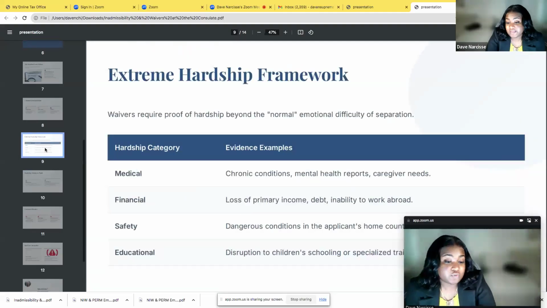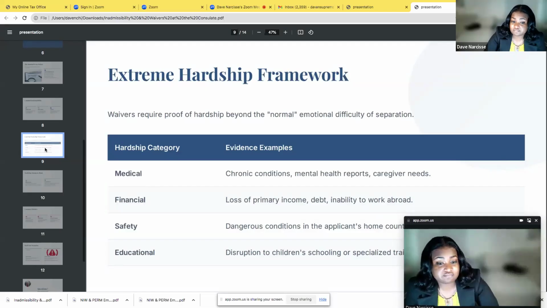You need to prove extreme hardship to your family. The waiver requires proof of hardship beyond normal emotional difficulty. Hardship categories: medical, such as a chronic condition, mental health report, or caregiver needs. Let's say your family has a chronic condition or mental health issue, and if you leave, that will cause them harm. Financial: loss of primary income, going into debt, inability to work.